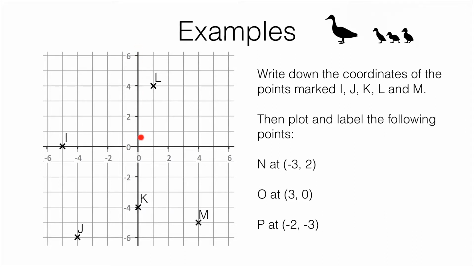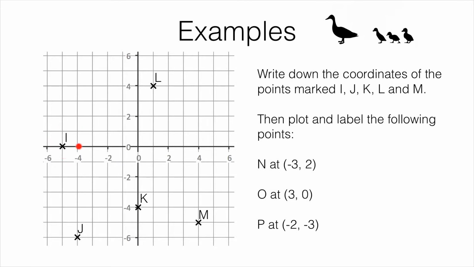We have what we had before, and then we've got this one over here, then we've got this quadrant, and then we've got this quadrant down here. Apart from that, the principle of writing down coordinates and plotting coordinates is exactly the same. The negative numbers just indicate that we're moving in the opposite direction from what we were before. Let's take a look at this first bit. We need to write down the coordinates of the points I, J, K, L, and M.